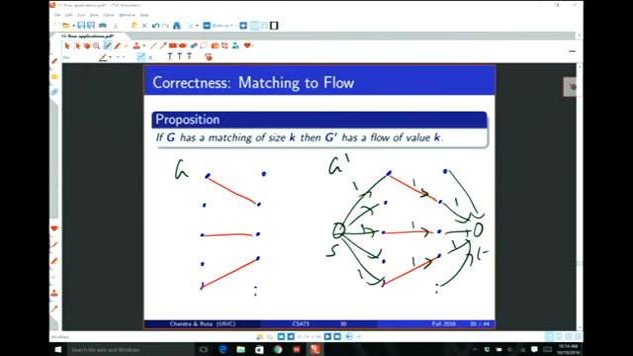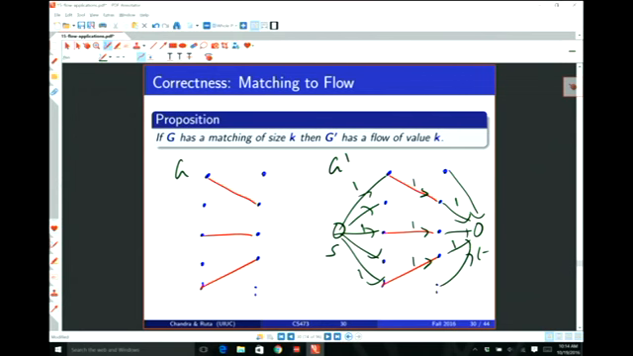Why is flow conserved? That's where you have to use the fact that it's a matching, right? I'm putting 1 here, but there's only one edge going out of that vertex. Otherwise, I won't get flow conservation. So flow is conserved because of the property that the edges form a matching. We're using the fact that these edges form a matching in arguing that this is a valid flow.